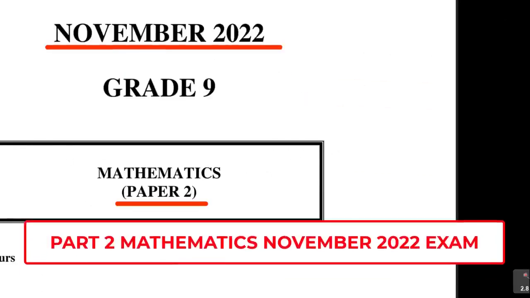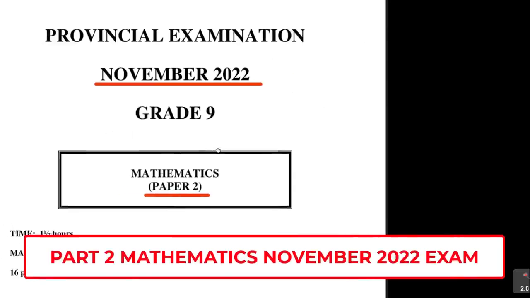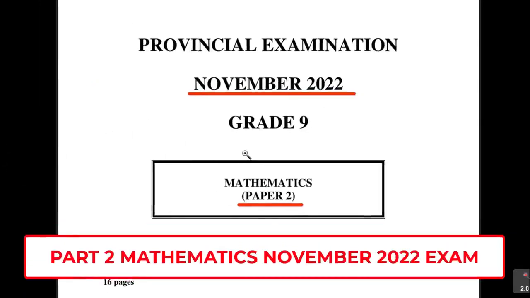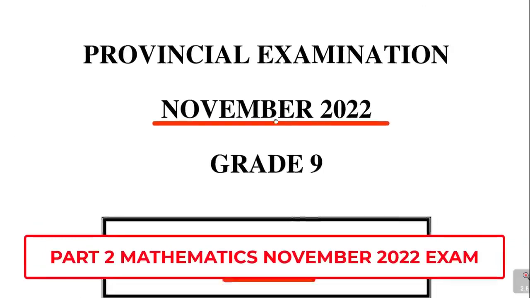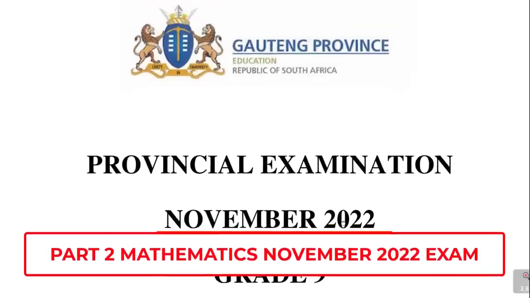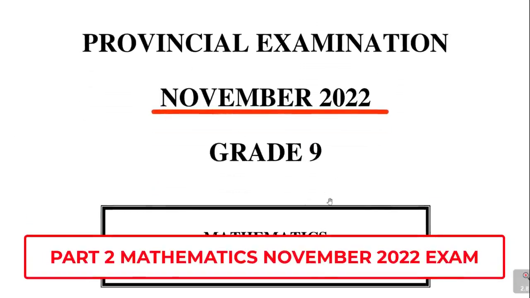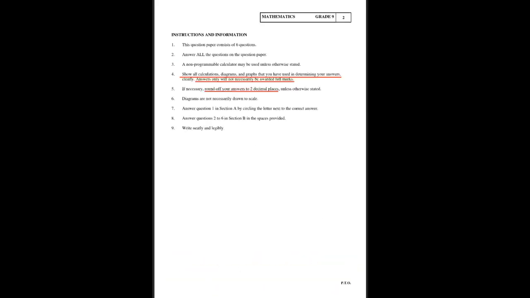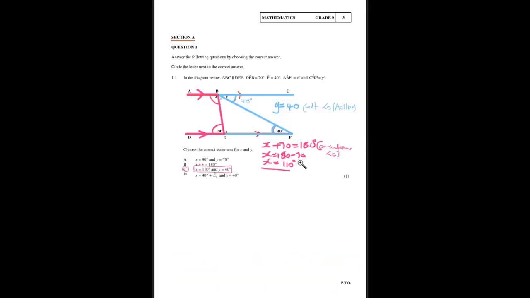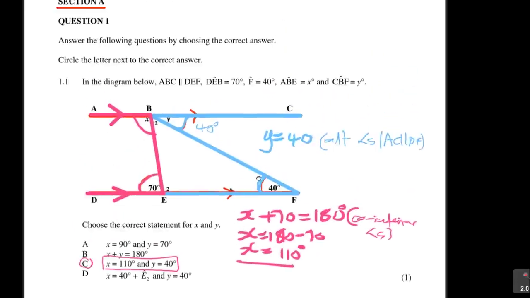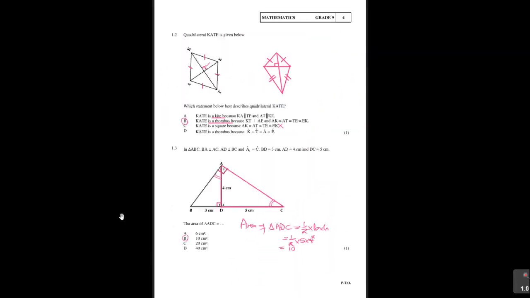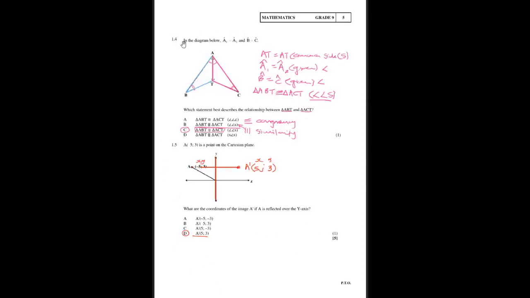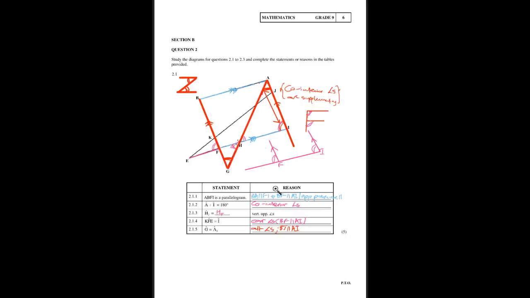So this is part 2 and we have already done part 1. If you are joining us for the first time, this is a Gauteng paper and we are revising the November 2022 paper 2. We have already done a few questions where we did section A. This is multiple choice, we have done that, and we also did question 1, 2, 3 up to question 5. And then this is where everything starts now.